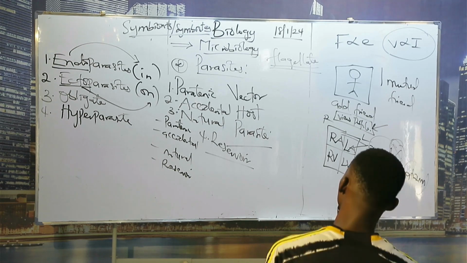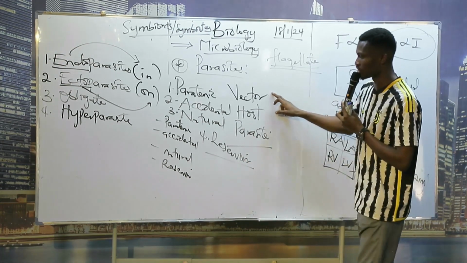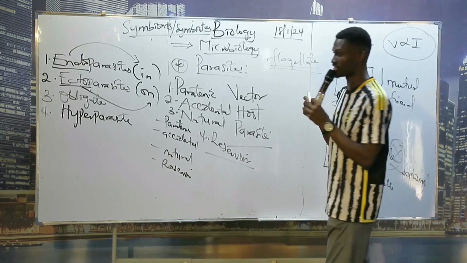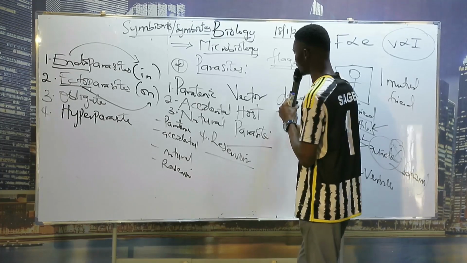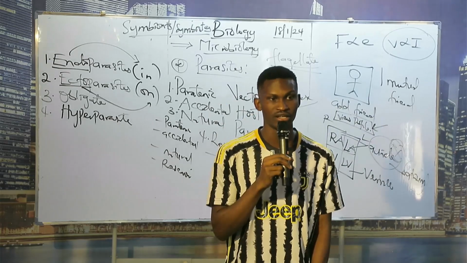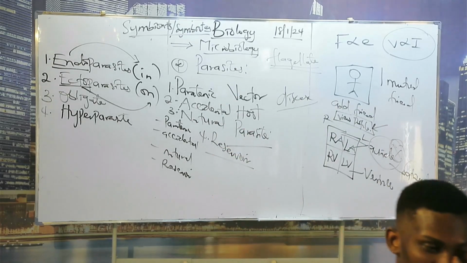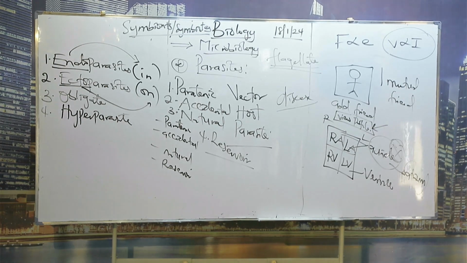Okay, that's about this. Now we have to establish a relationship between vector, parasites, and disease. So write, what is a vector, or the relationship between vector, parasites, and disease? Anyone?